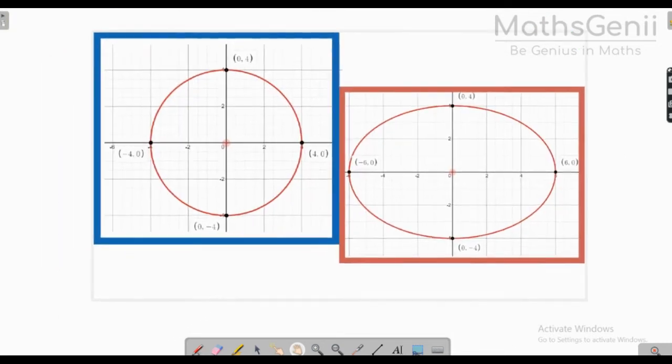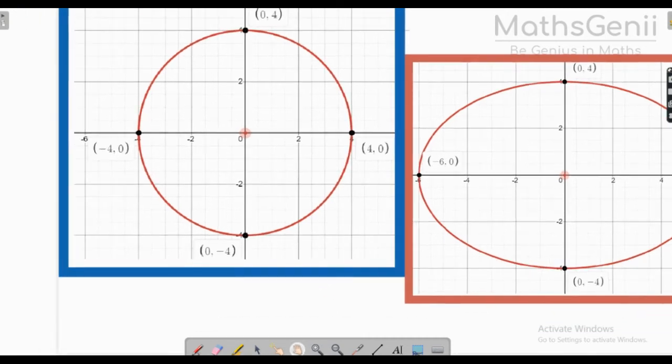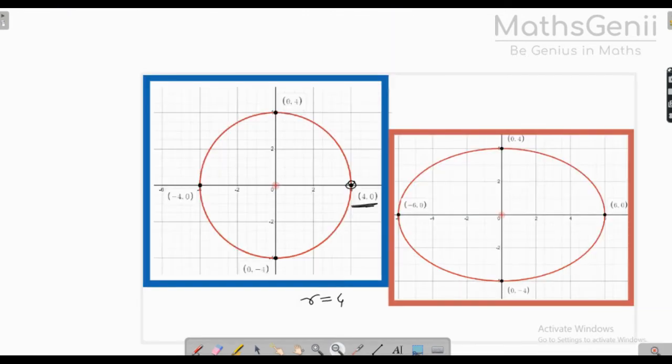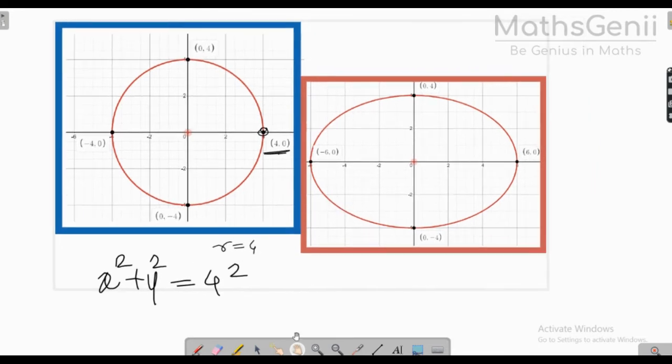Okay, so now in this graph, you observe, pause the video, think, what is the radius of this circle? 0 to 4, you see here 4. So 4 is the radius of the circle. Correct? So let's write the equation of the circle. The equation of circle is x square plus y square is equal to r square. Okay. So we are done with the circle part. Now look at the ellipse.